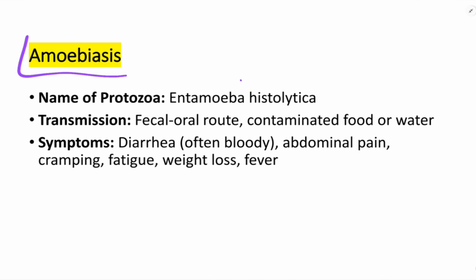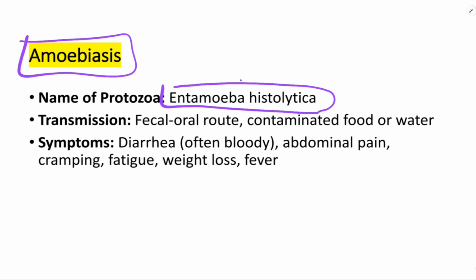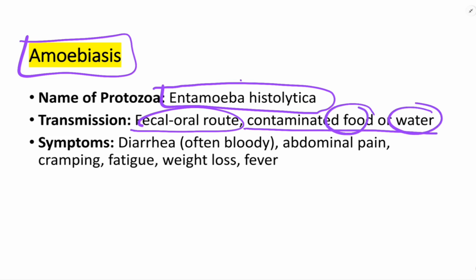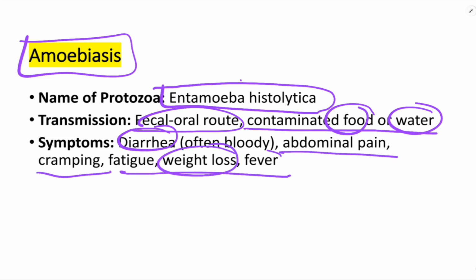Next we'll see amoebiosis. It is caused by Entamoeba histolytica. It transmits through the fecal-oral route, via contaminated food or water. The symptoms are diarrhea, abdominal pain, cramping, fatigue, weight loss and fever.